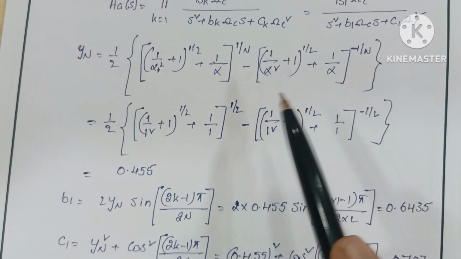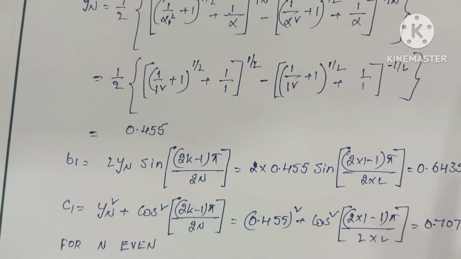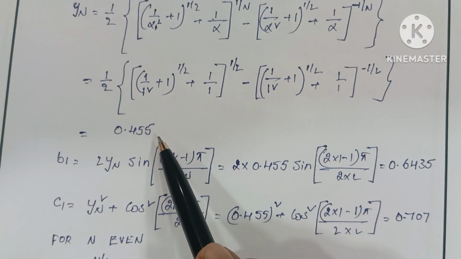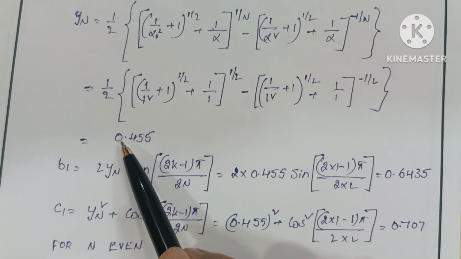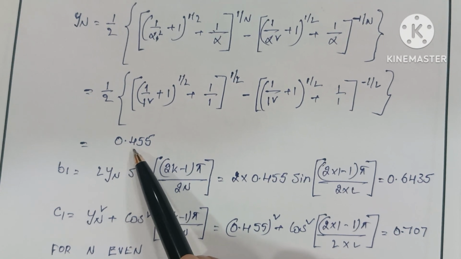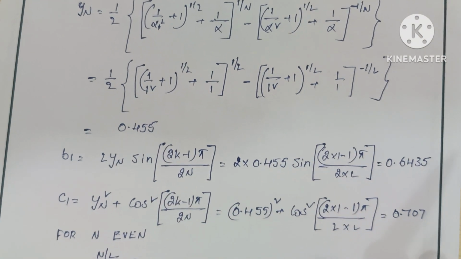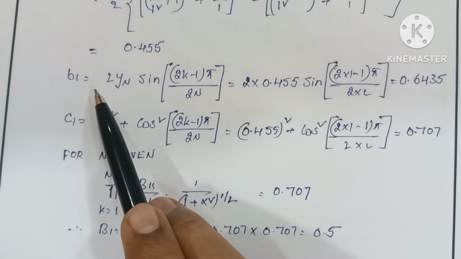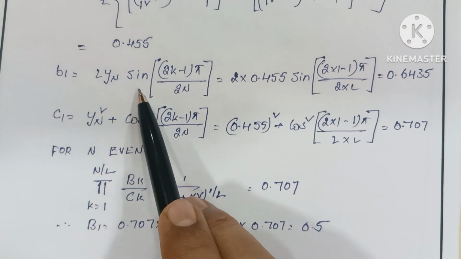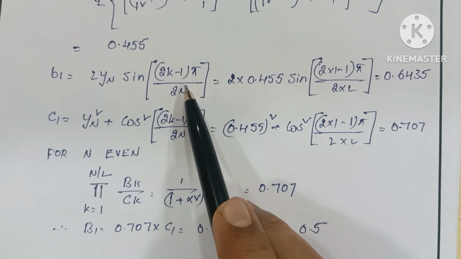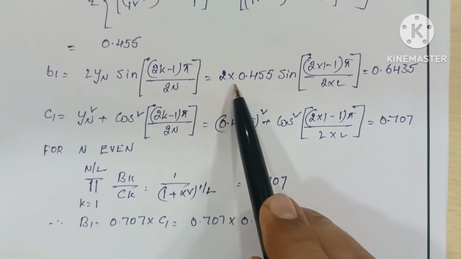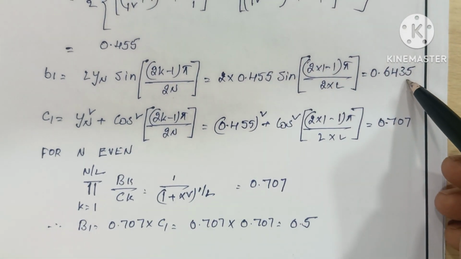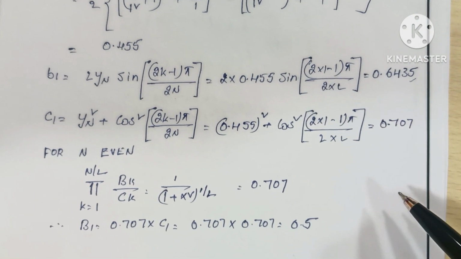And we know that we got the value of alpha which is equal to 1. After substituting all the values and simplifying, we will be getting the value of this yn which is equal to 0.455. And another coefficient we have to find out, that is b1. The formula for b1 is 2yn sine of (2k minus 1) into pi by 2n. Substituting these values, we will be getting the value of b1 equal to 0.6435.